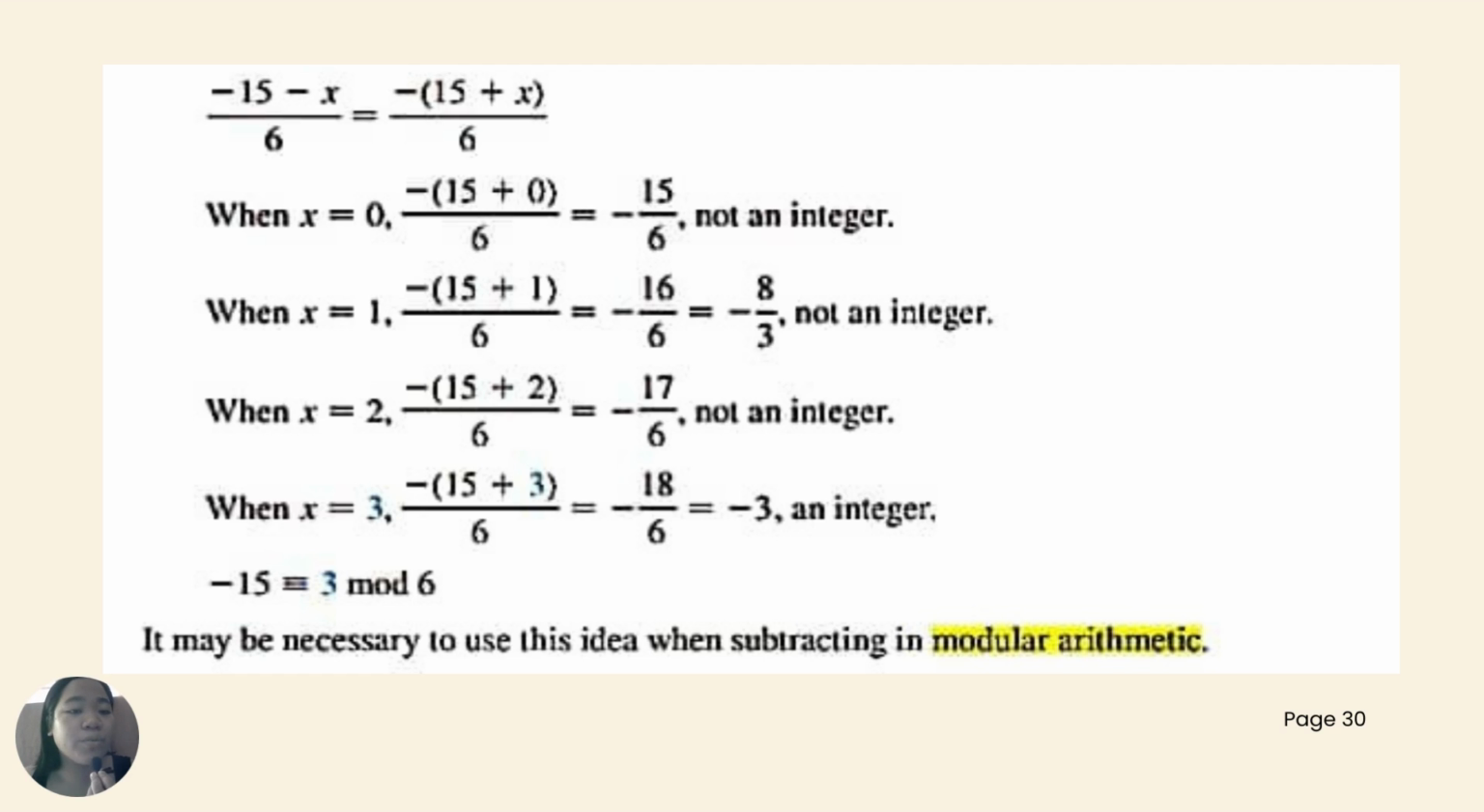Okay? So next, we will substitute 1 for x. So negative 15 plus 1 over 6. So we will get negative 16 over 6. And then we simplify it, negative 8 over 3. And this is not an integer. Okay?